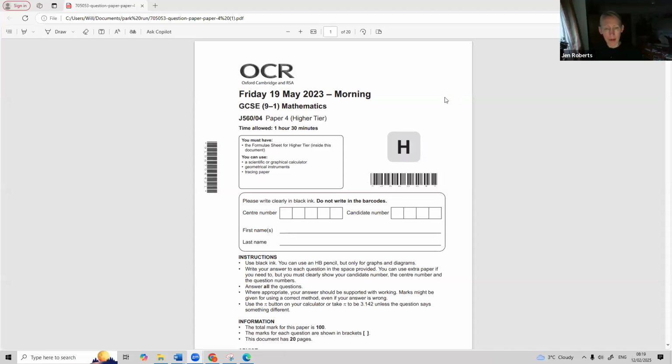Hello, so I'm going to do a walkthrough for the OCR paper from last May, June time. We're going to look at all the higher tier papers, 4, 5 and 6. This is paper 4. I'll do them in separate recordings. This is paper 4 and you can use a calculator for this.